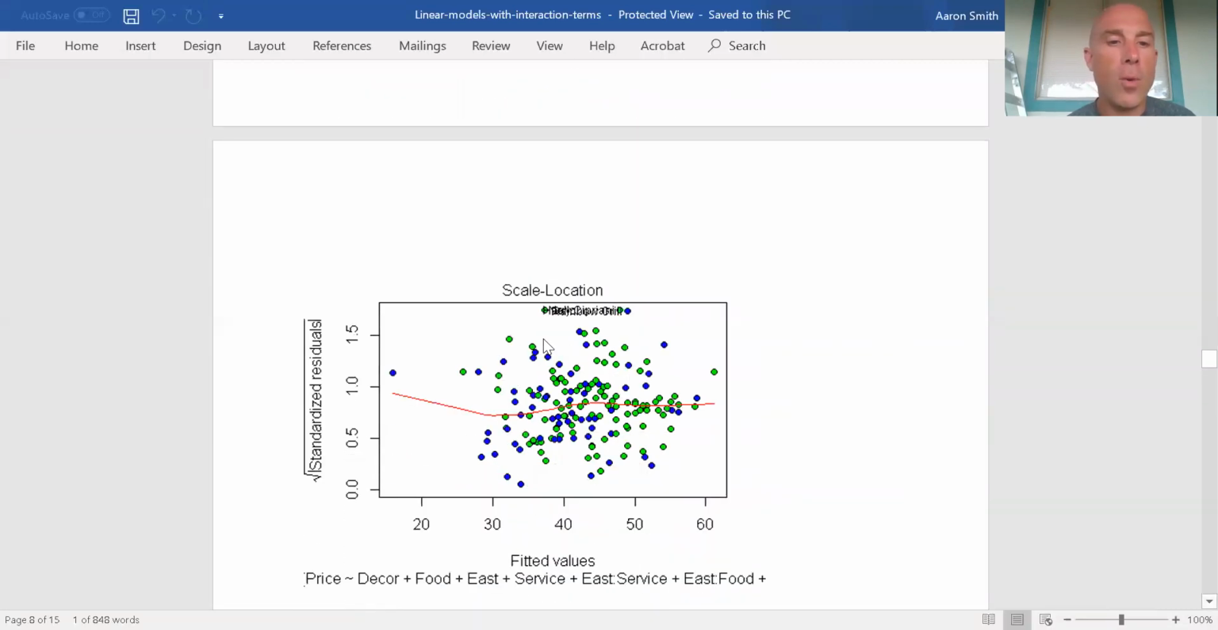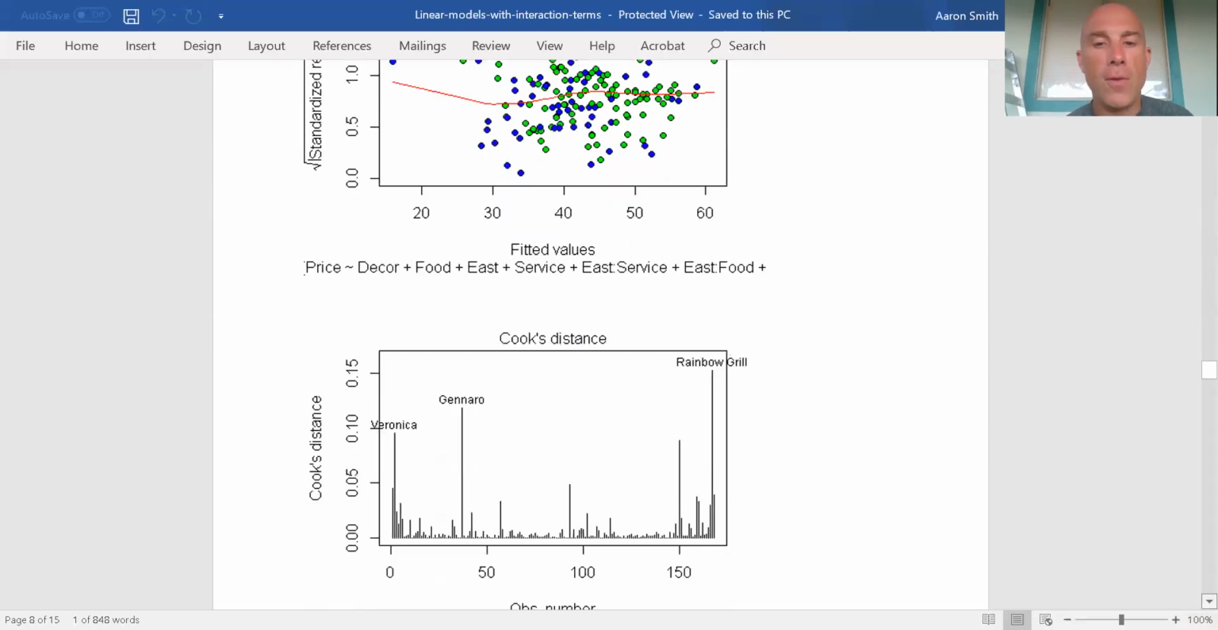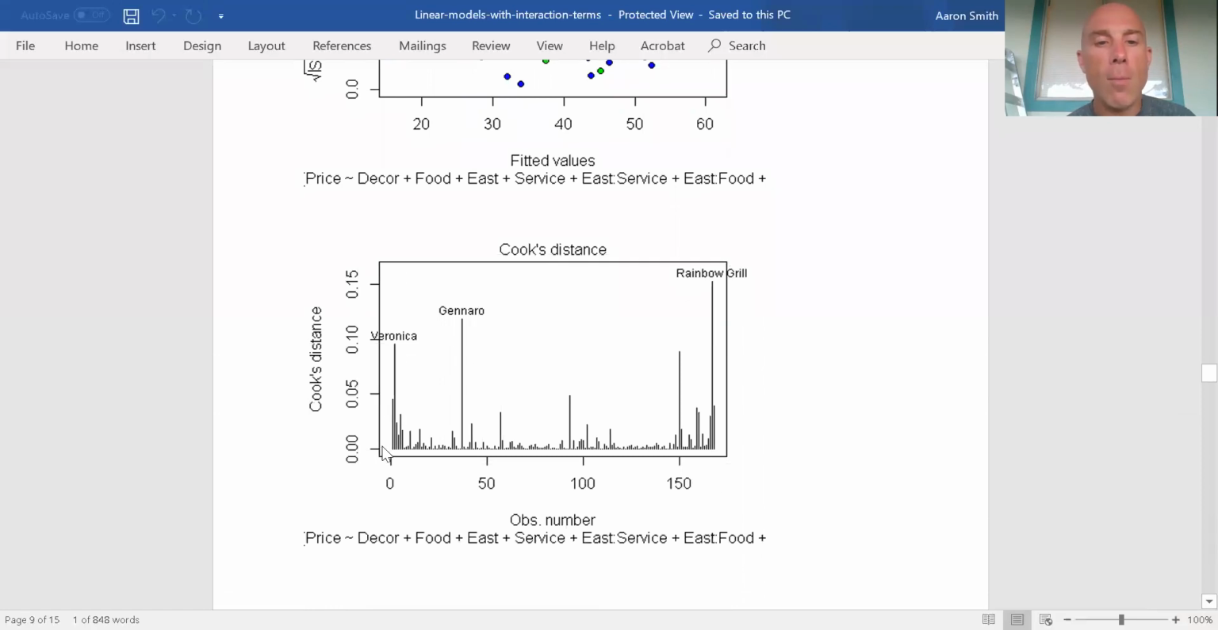Now we can look at the square root of the standardized residuals. Not seeing a pattern. That makes me feel good about this. And remember, I have it ordered by price, so I don't really see a pattern in these. So Cook's distance is not corresponding to the price target variable.